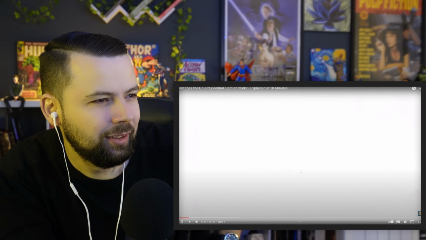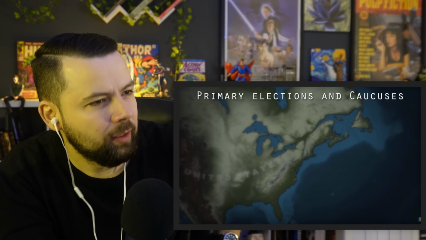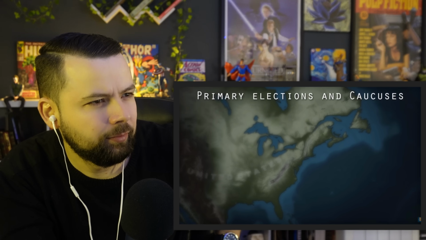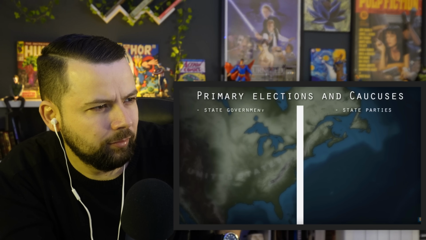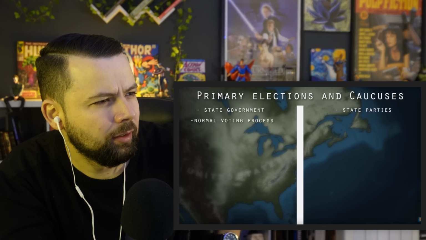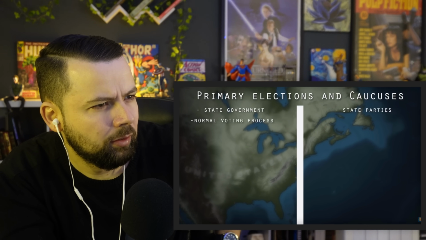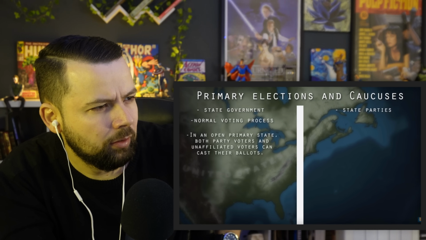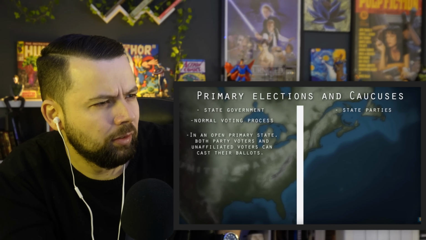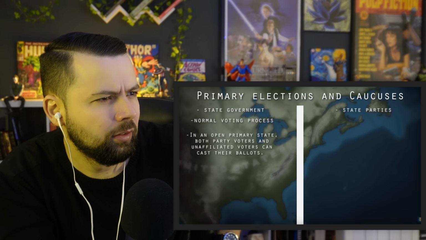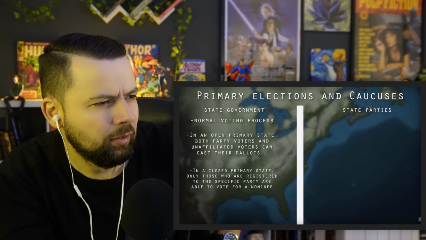Before a U.S. president can be elected, candidates need to go through a process that is referred to as the primary elections and caucuses. The main difference between the primary elections and caucuses is that the latter is run by state parties. Meanwhile, the former is controlled by state government. In state primary elections, voters cast their ballots, much like in the general election, in favor of who they want to be the party's nominee. Who can vote in these primaries depends on whether it is an open or closed primary state. In an open primary state, both party voters and unaffiliated voters can cast their ballots. In a closed primary state, only those who are registered to the specific party are able to vote for a nominee.